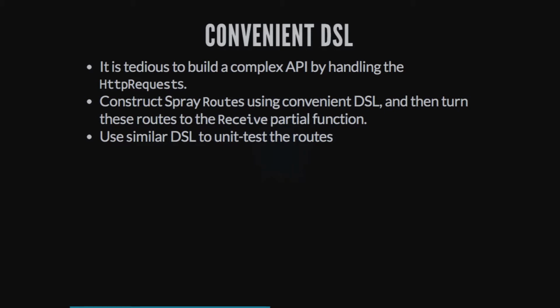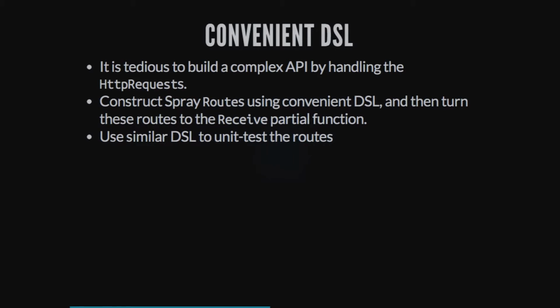And so Spray actually provides a convenient DSL that you can use to construct routes. So routes are sort of like matches that you can throw an HTTP request to, and it would run through all the different fallback options, and when they match, your code would execute. So we'll see how that actually looks like.